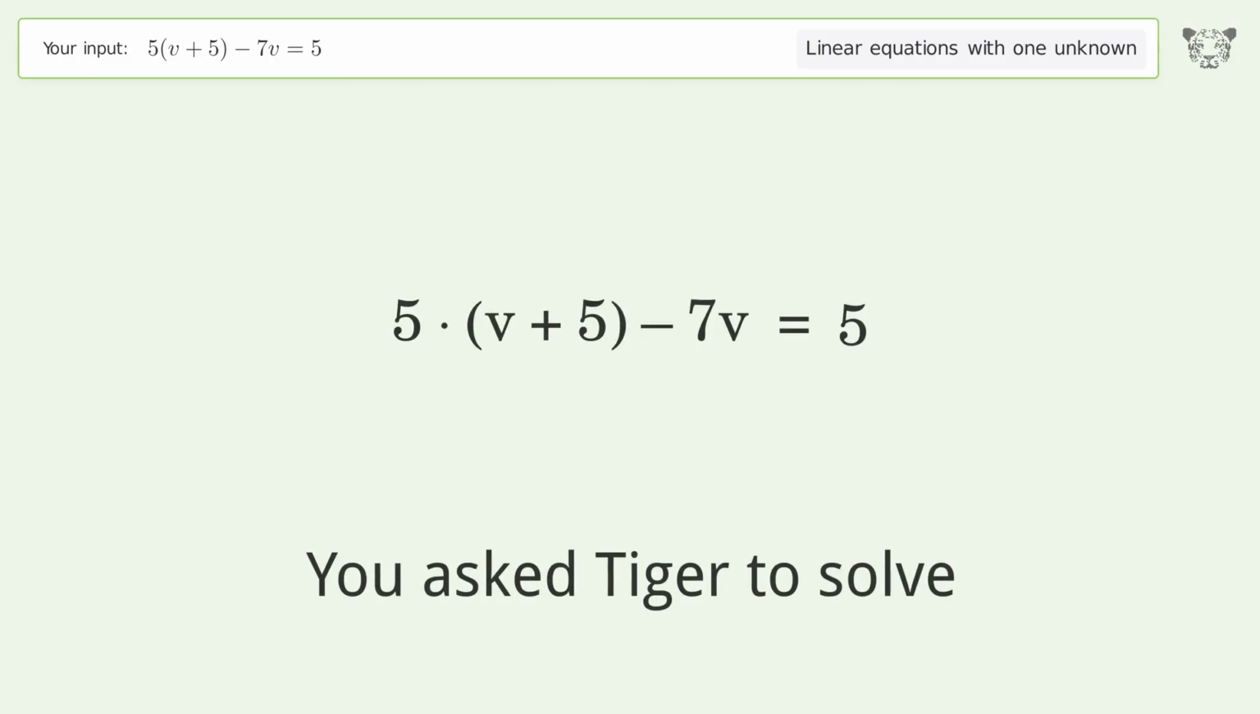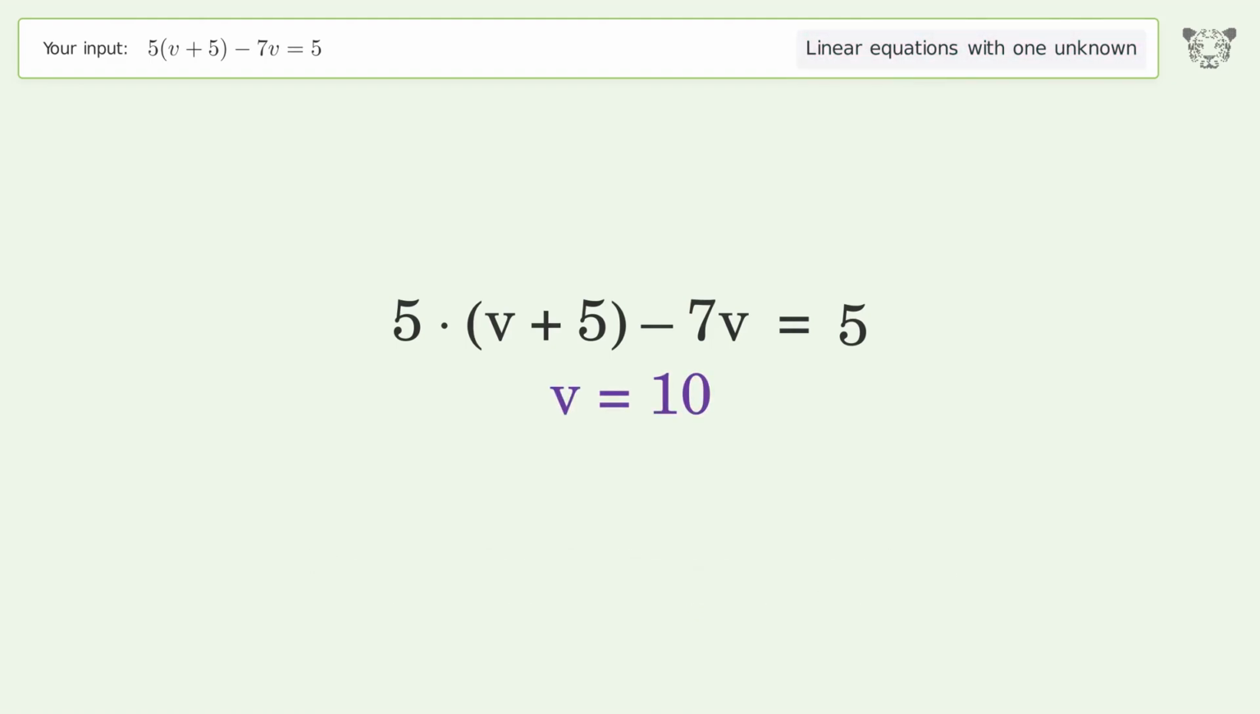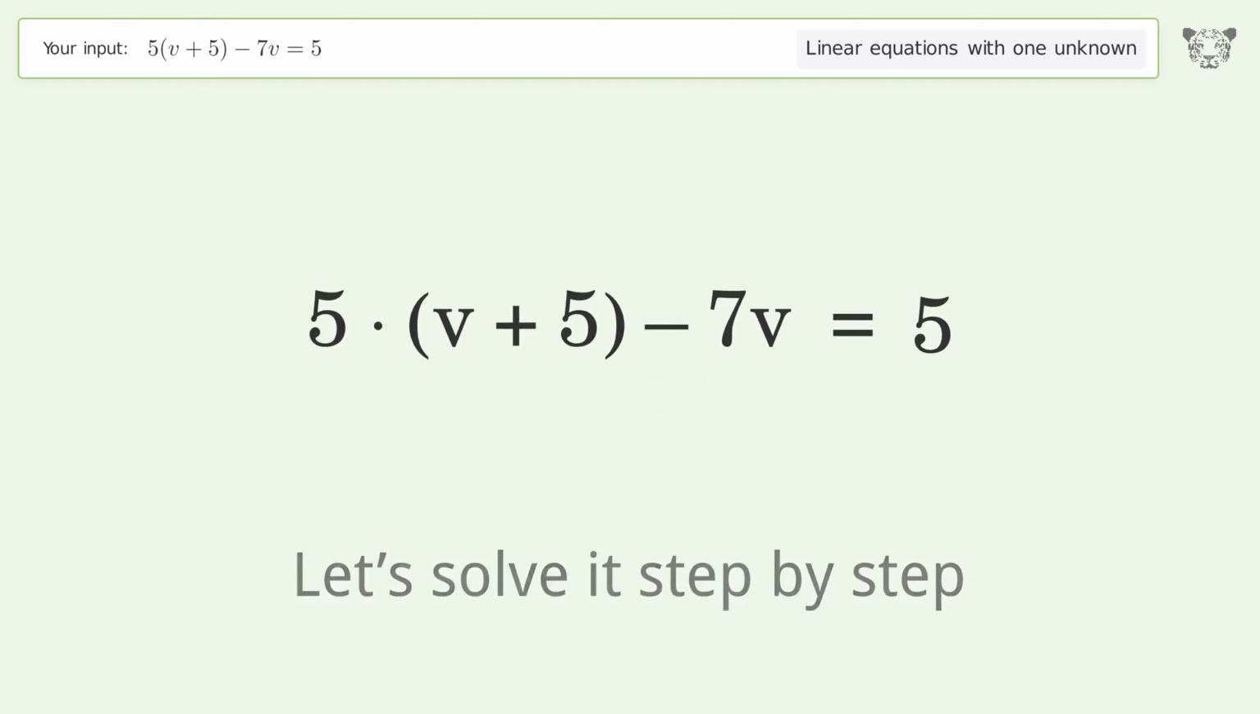You ask Tiger to solve. This deals with linear equations with one unknown. The final result is v equals 10. Let's solve it step by step.